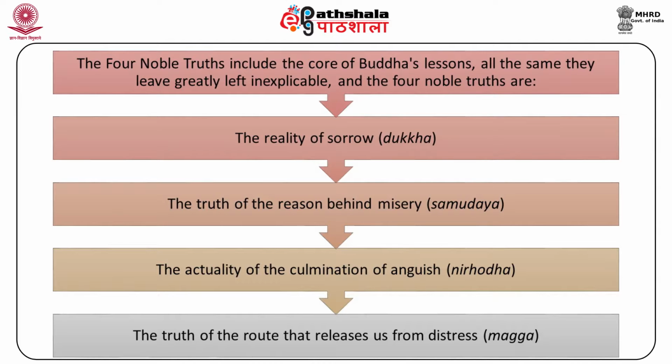inexplicable, and the Four Noble Truths are: first, the reality of sorrow, which is referred to as dukkha. Second, the truth of the reasons behind misery, which is referred to as samudaya. Third, the actuality of the culmination of anguish, which is referred to as nirodha. Fourth, the truth of the path that relates us from distress, which is referred to as magga. The truth of suffering or dukkha.